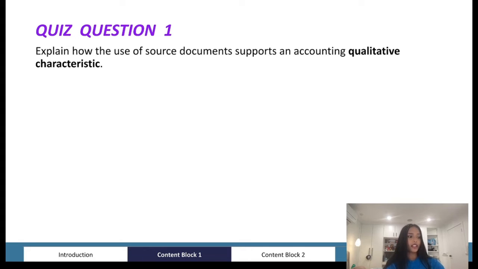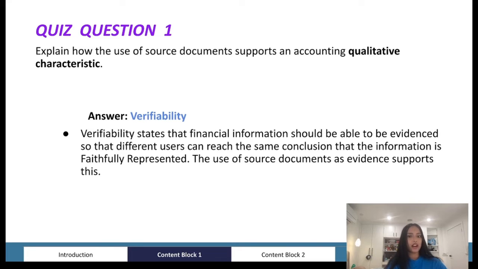Okay, we have our first quiz question. The question is, explain how the use of source documents supports an accounting qualitative characteristic. And if you remember, I said the characteristic that relates to source documents is verifiability. The reason why is because financial information should be able to be evidenced so that different users can reach the same conclusion that it's faithfully represented. And when we have source documents as direct evidence of our reports, it supports verifiability.